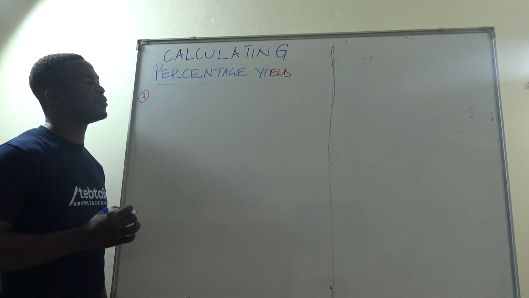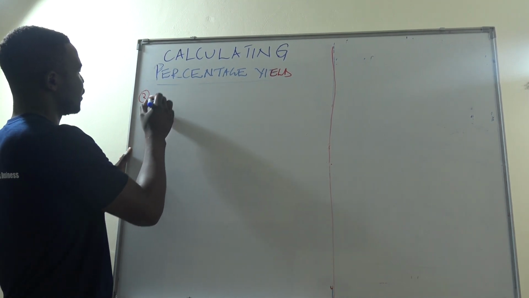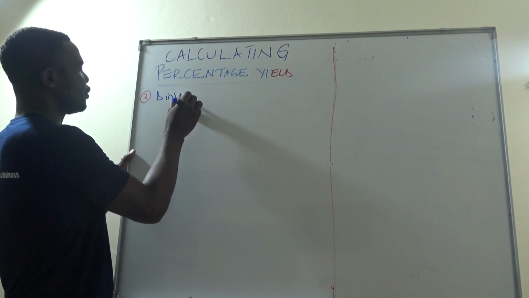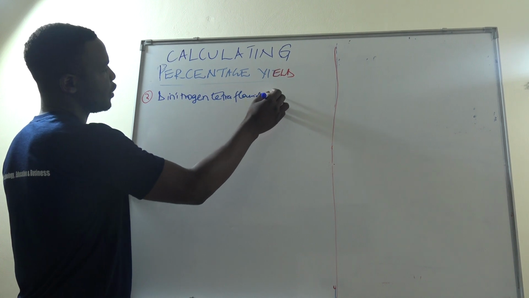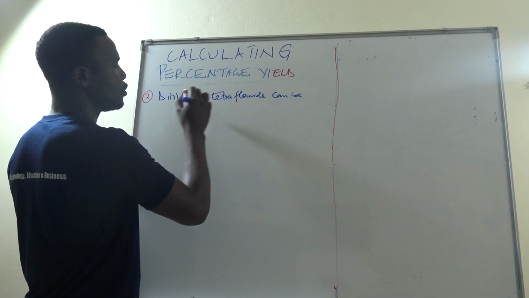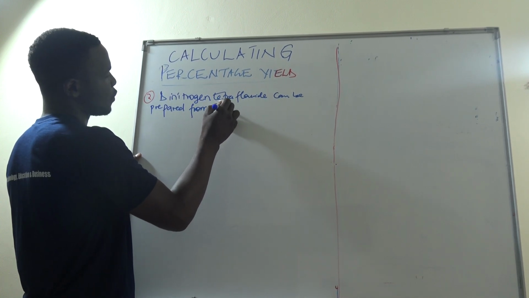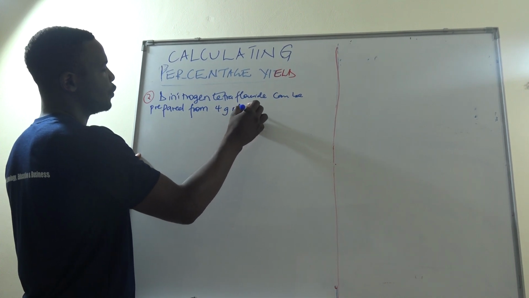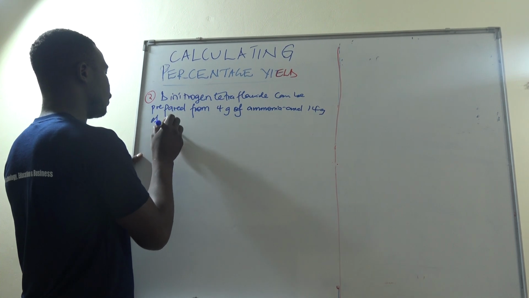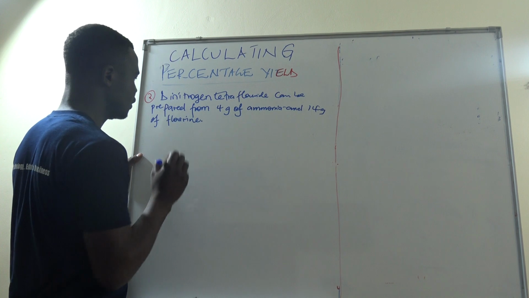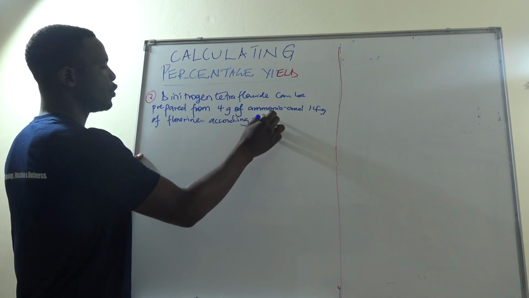We are still looking at more examples on how to calculate percentage yield. Now, this example here, let me try to create one. Dinitrogen tetrafluoride can be prepared from 4 grams of ammonia and 14 grams of fluorine, according to the equation.